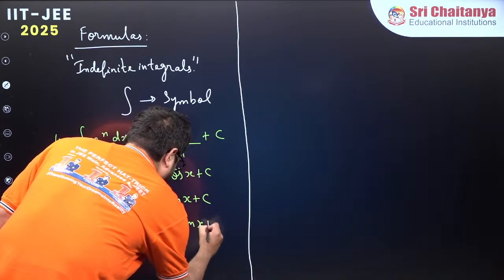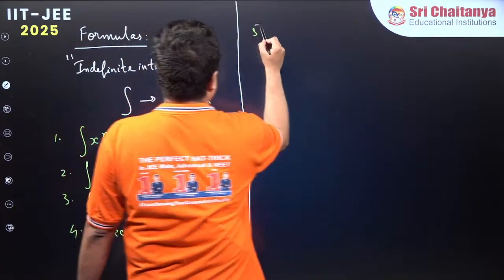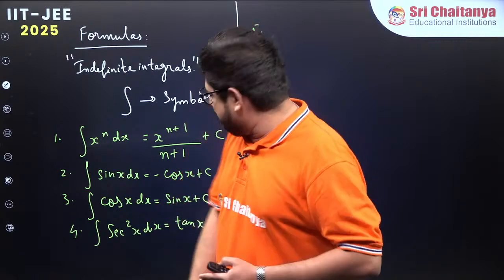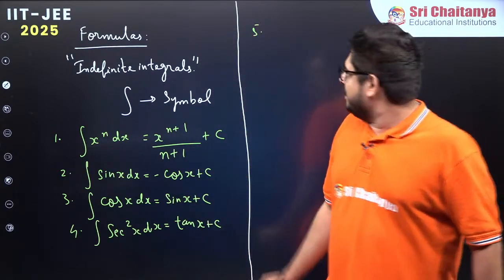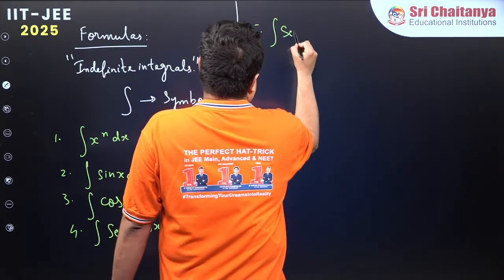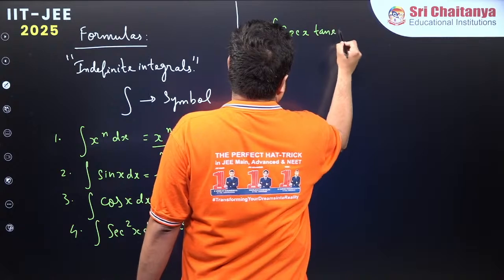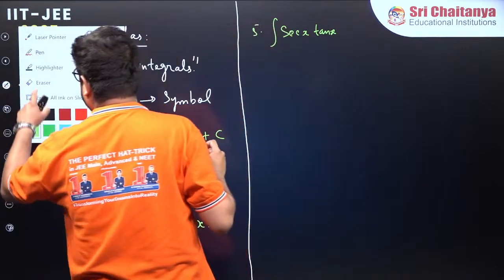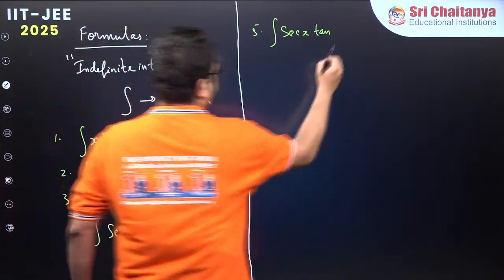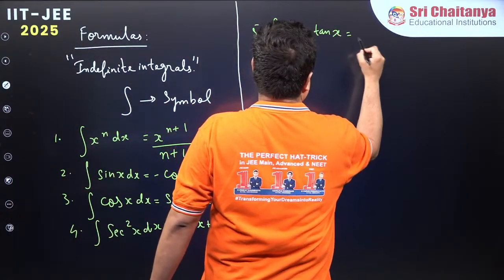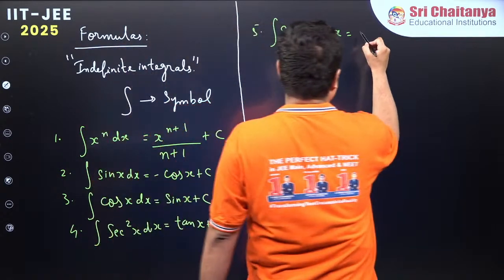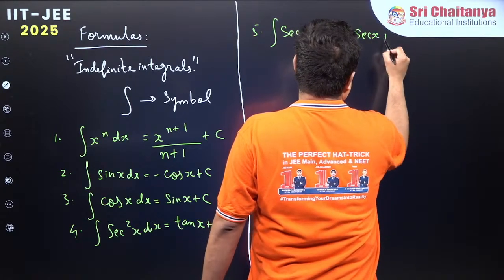x plus c. Number five: all the derivatives whatever derivatives we know, if I integrate them with respect to dx, I will get these functions itself, everyone. So number five is the integration of sec x tan x dx. Over here the variable is x, so we will be able to integrate only with respect to x. You know that d by dx of secant of x is sec x tan x, so I will get it as secant of x plus c.